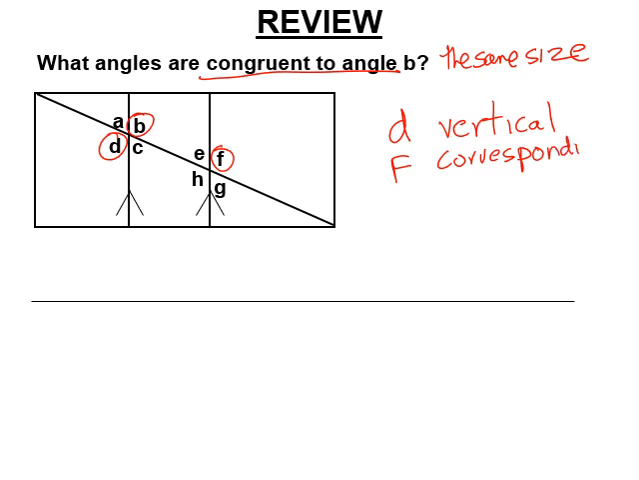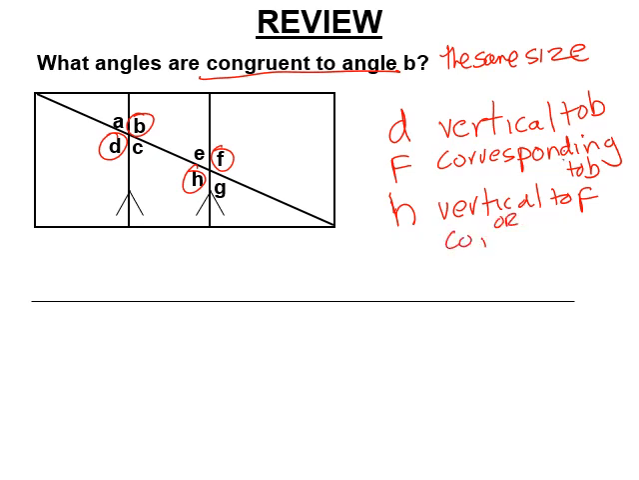Right? Corresponding in math is used a lot. It means matching whenever you see it. And this was vertical to B. This was corresponding to B. And the last one is H, right? And H has two possibilities for the reason. You could say vertical to F, which we already know is the same, or you could say, you don't have to say both, corresponding to D. So the angles are D, F, and H that are congruent to the original B.